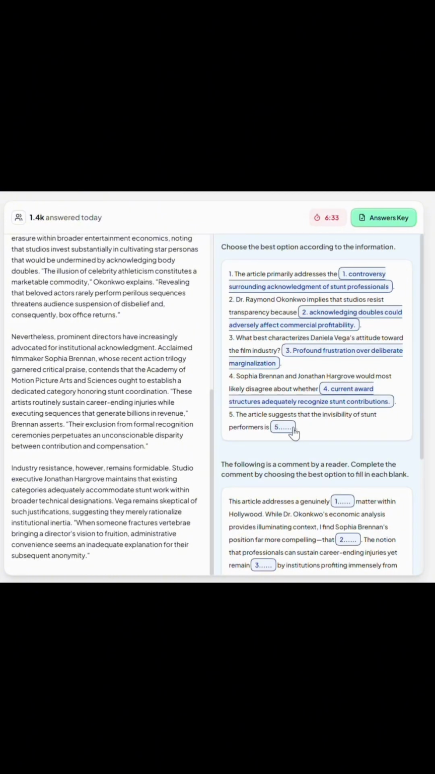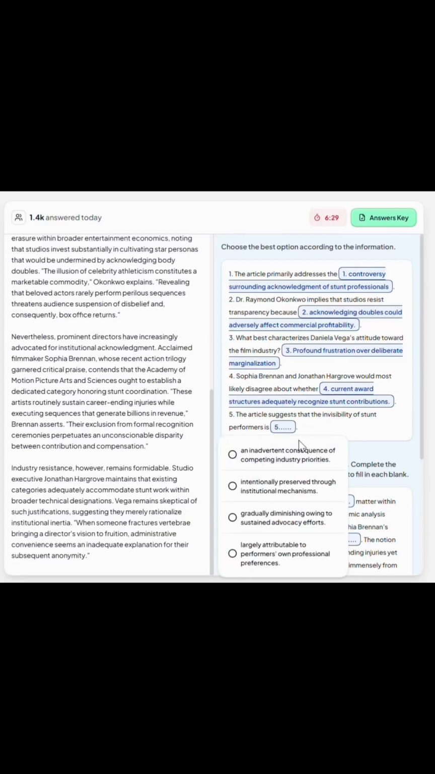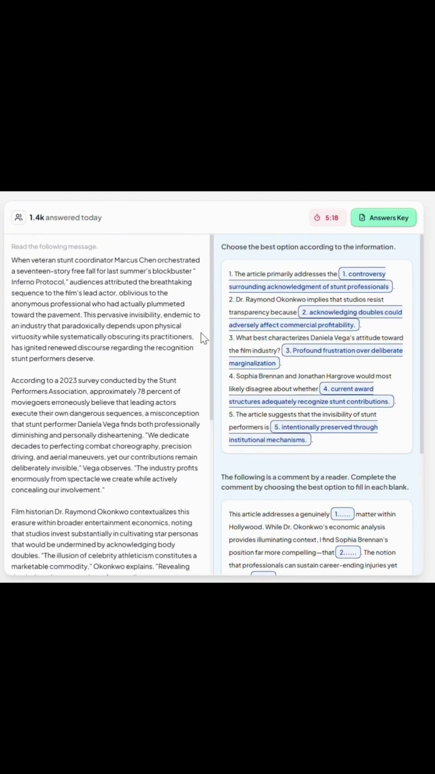And I read the question. The article suggests that the invisibility of stunt performance is... so this is also partly in part one of the passage, because this question is asking you the causes of the invisibility of stunt performers. So from everything I've read, I already know what my answer is likely to be because I've gone through the passage.